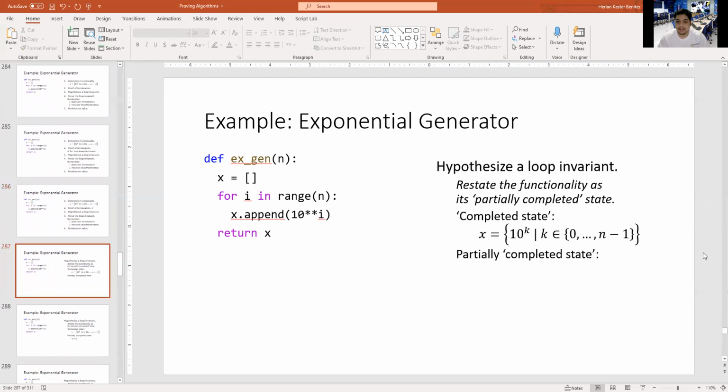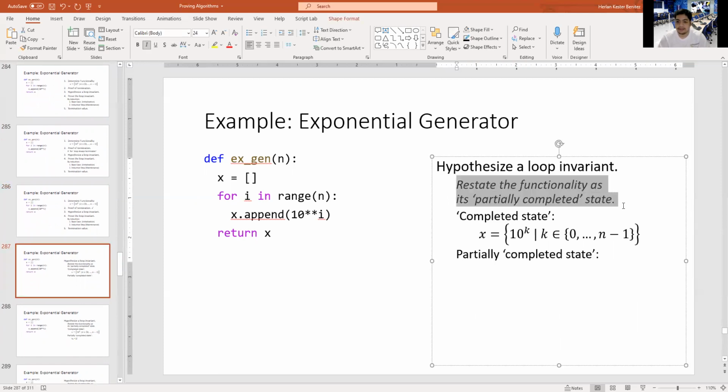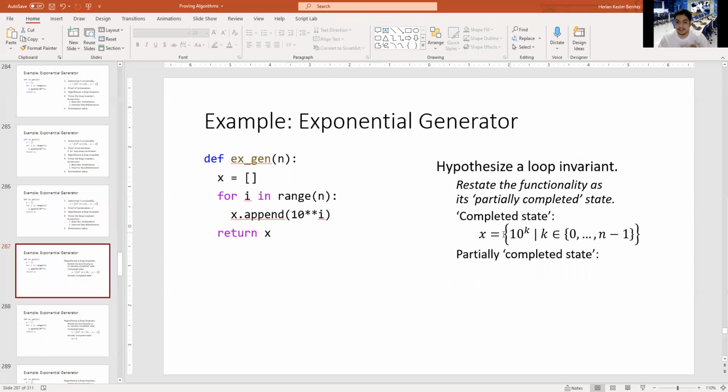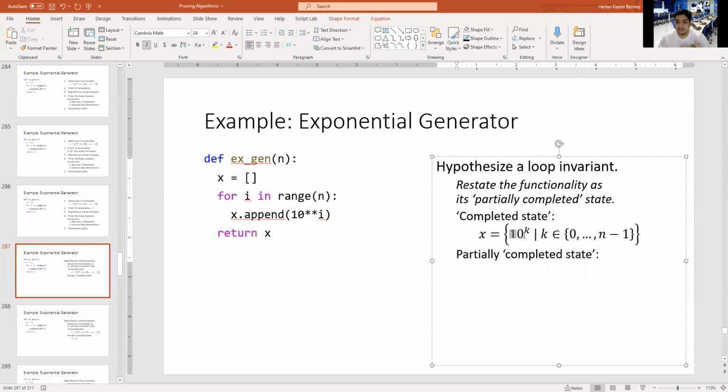This is what I meant by restating the functionality as a partially completed state. Before we go to the partially completed state, what should the completed state be? The completed state is the value of x at the end of the loop or at the end of the function. Based on the functionality, x is the set of 10 to the k for all k that are elements from 0 to n minus 1.